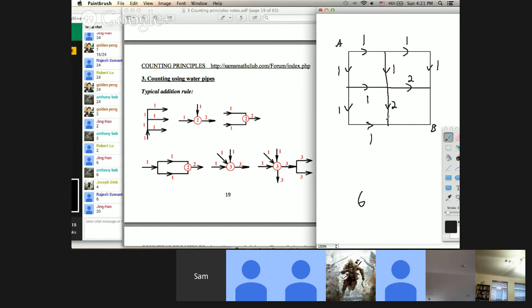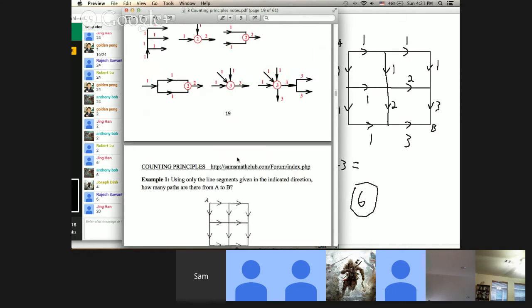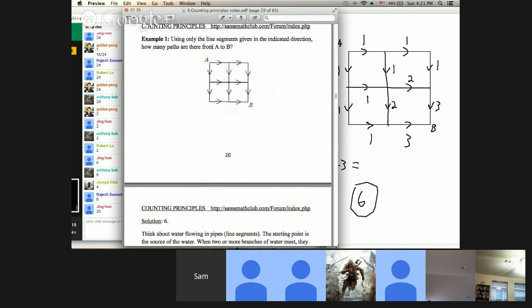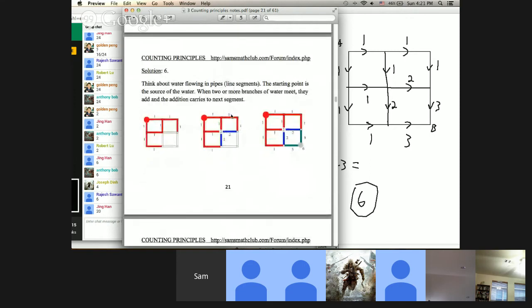And then now right here, 1 and 2 meet. When 1 and 2 meet, you add them together when points meet. And this comes out to be 3. And then 1 and 2 meet to be 3. So the number of ways to get from A to B is 3 plus 3, which equals our answer at 6. So this was the exact problem I just talked about.